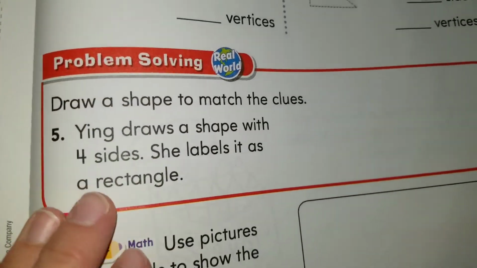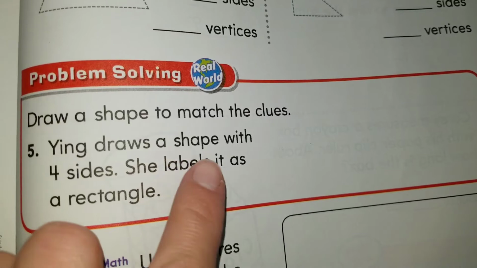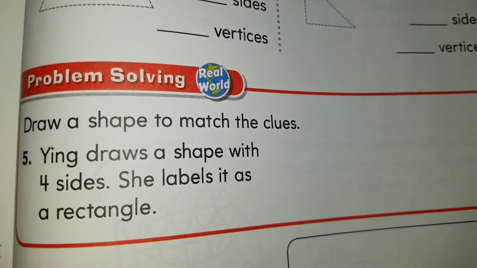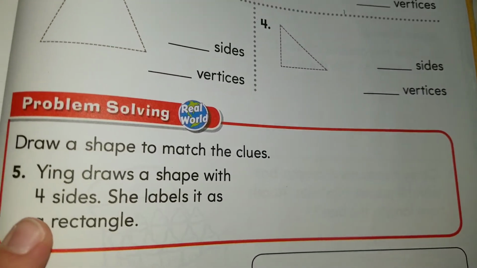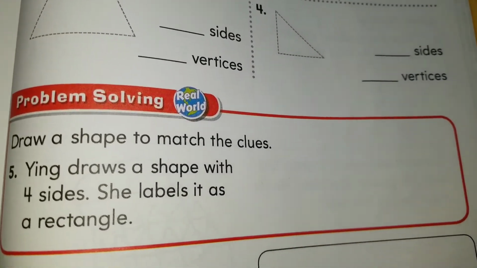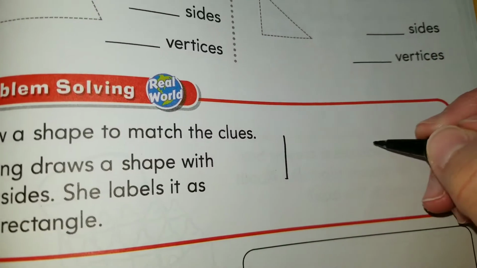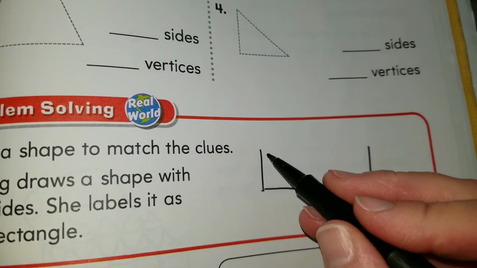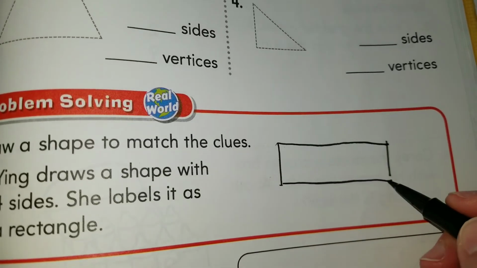All right, question number 5. Yin draws a shape with 4 sides. She labels it as a rectangle. So what is a shape that has 4 sides and she labels it as a rectangle? 2 short sides, 2 long sides, and this is my rectangle.